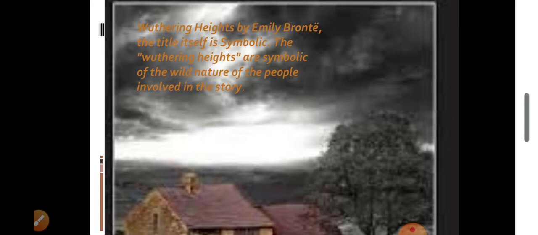Then Wuthering Heights by Emily Bronte itself is symbolic. The Wuthering Heights are symbolic of the wild. Wuthering means the weather which carries wild winds with it. So Wuthering Heights is symbolic of the wild nature of the people involved in the story. All the people who are mentioned in the story are wild natured. Hence, the title itself is symbolic, Wuthering Heights.